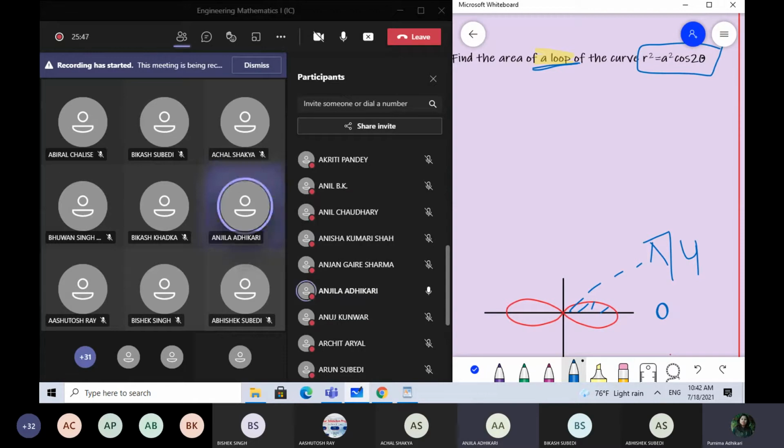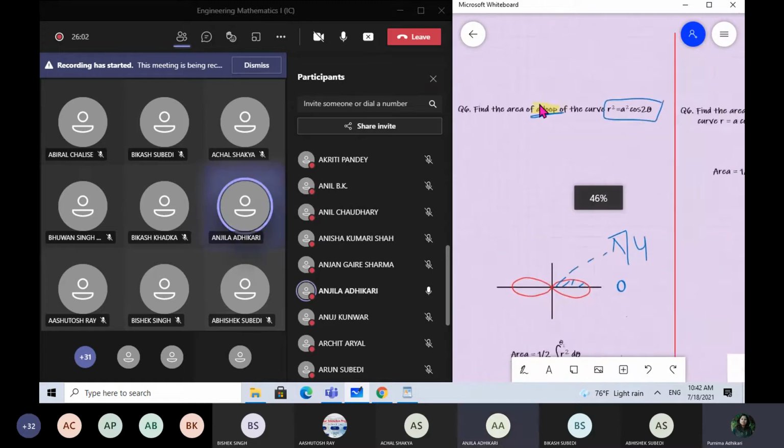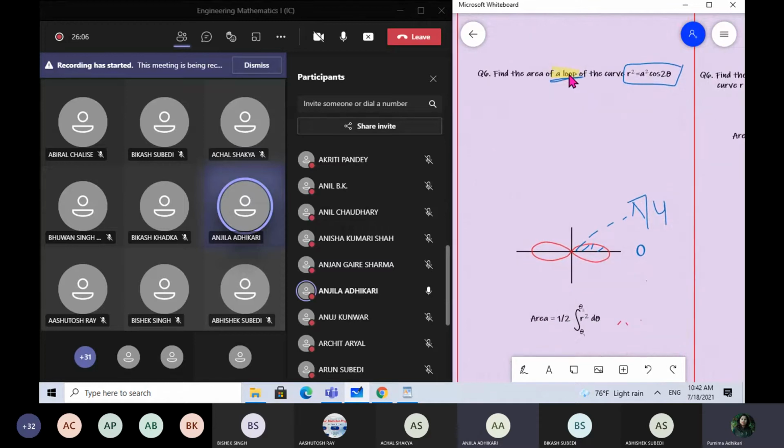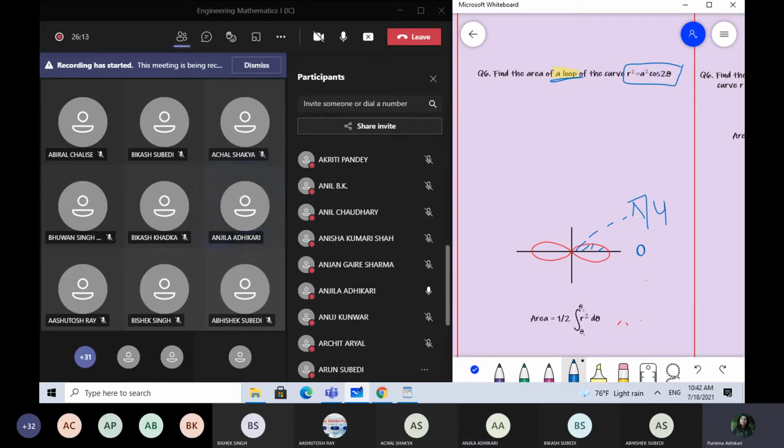So in one single loop, you can say you are going to get the area of half of the loop. So in this case, how many loops do we need to find the area of? All single loop, ma'am. Yes, exactly. You can clearly see I've highlighted this so that you can notice that it is asking you to find out only one loop.